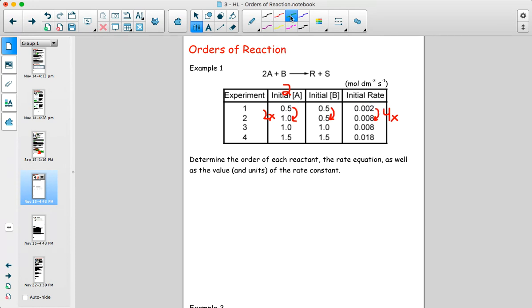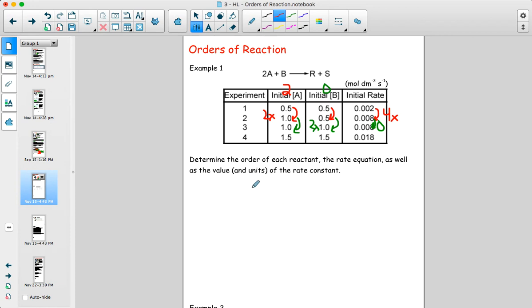I'm going to try to find 2 trials to compare for B. And the best 2 that I can see is from 2 to 3, because the concentration of A stays the same, but the concentration of B doubles. When I double the concentration of B, there's actually no effect on the reaction rate, so zero impact. That means that B is a zero-order reactant.